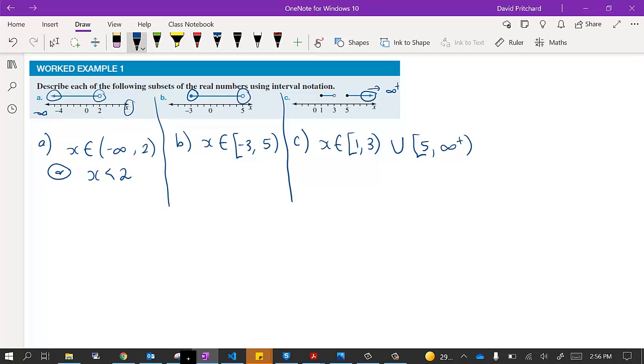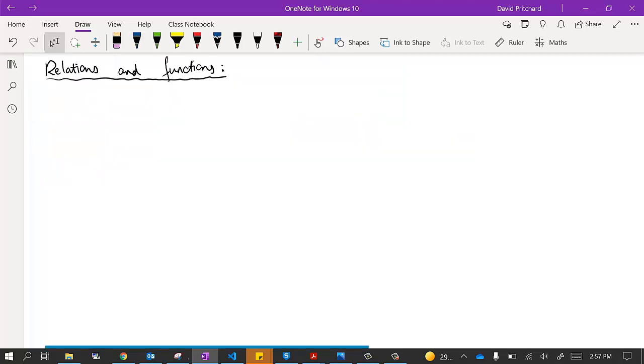All right, so that's a little bit of a review on interval notation. That will be something that we keep on coming back to over and over again, so it's important to understand that notation and not find that difficult. Okay, the second thing to review is relations and functions.